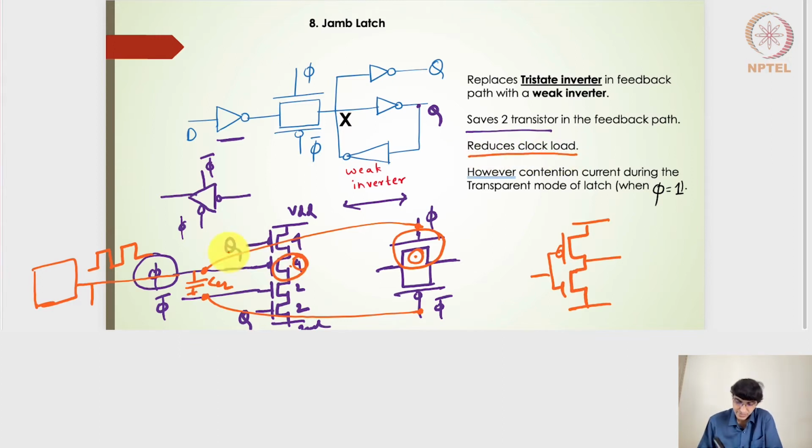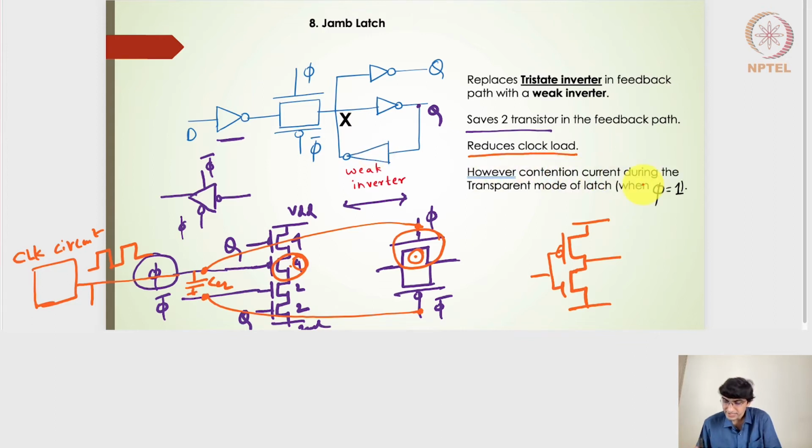So the additional input capacitance will act as a load to this clock generating circuit, right? So this will be my clock generating circuit. Additional transistors here in the feedback path, which is nothing but the clocked or tri-state inverter, are going to add to the input capacitance of this clock generating circuit's output. So that is getting reduced with the help of this weak inverter.